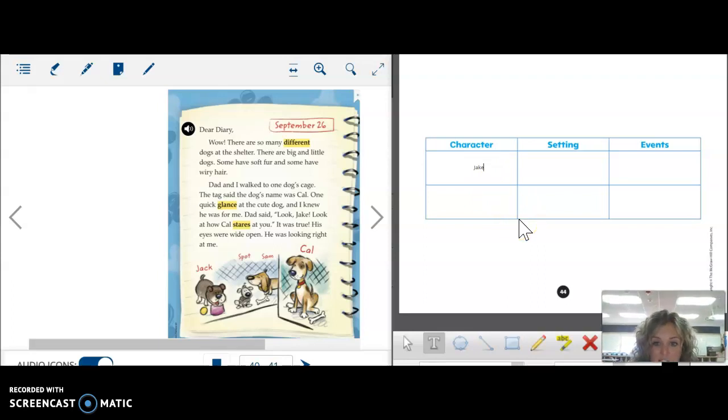After that, I need to figure out what is the setting in this story. Okay? And I know that one setting is at Jake's house. So in the box underneath setting, I'm going to write Jake's house.